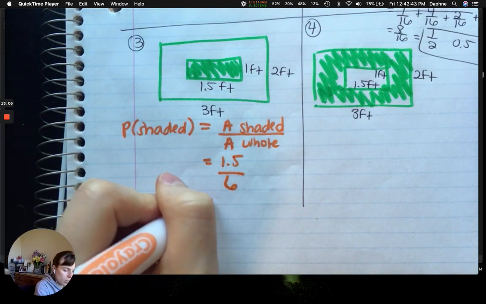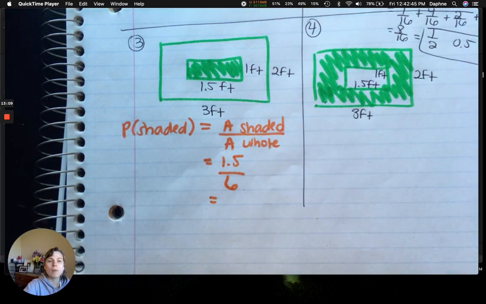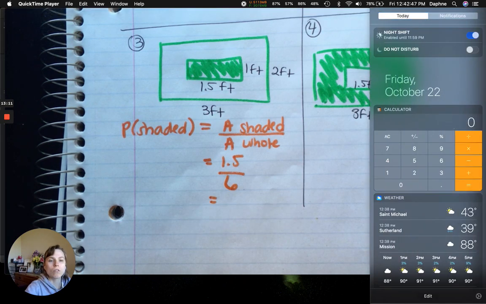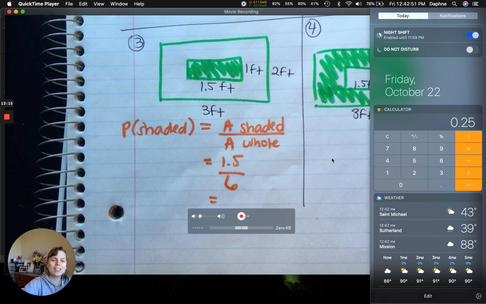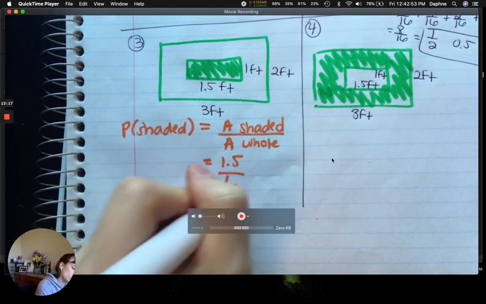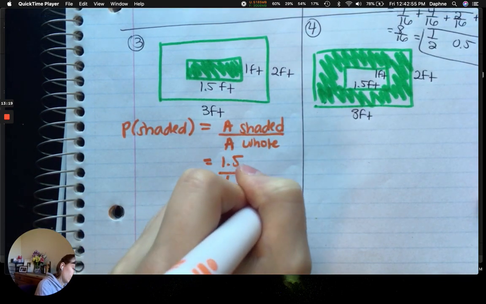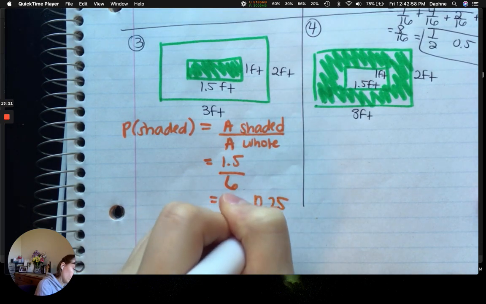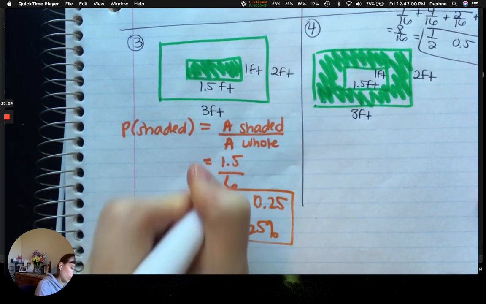All right. Use your calculators. What is 1.5 divided by 6? I think it's 1/4. 1.5 divided by 6. I was right. So this is 1/4. Again, 0.25 or 25%. Those are our 3 answers.